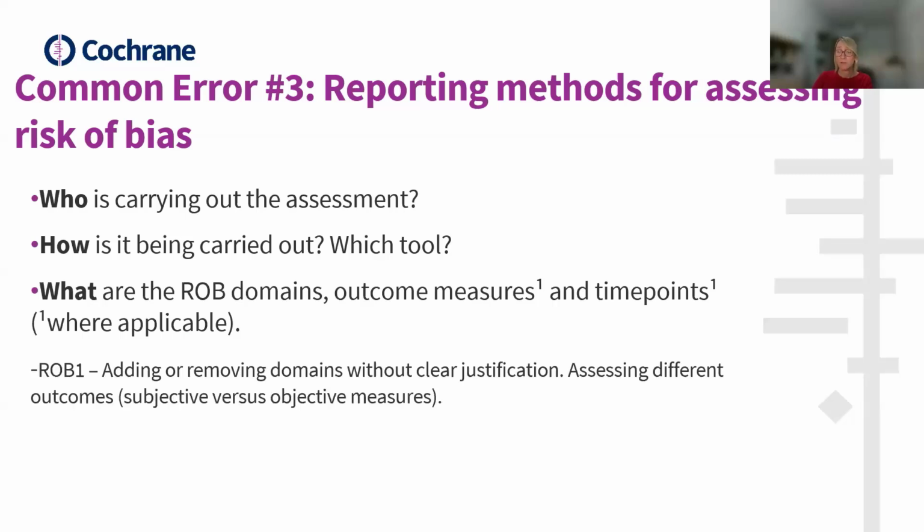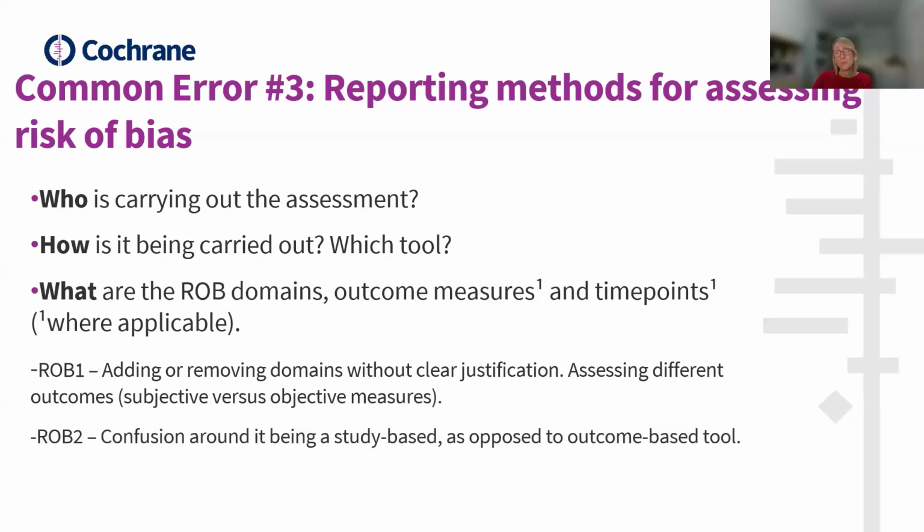The common error with the ROB1 is that people add or remove domains without any clear justification for doing so. Also, even though it's a study-based tool, it's likely that the different outcomes may need to be assessed differently, such as subjectively reported outcomes versus objectively reported ones, in relation to blinding of participants and outcome assessors. If they're doing this, they should report it.